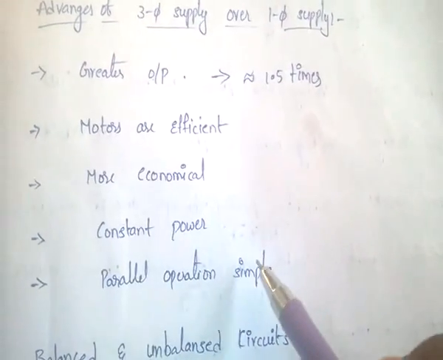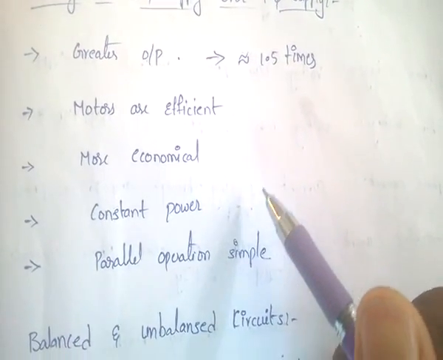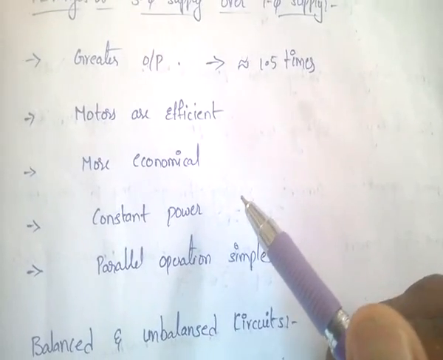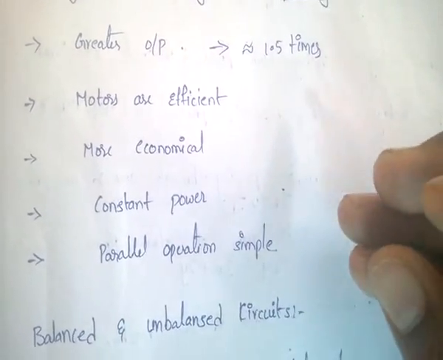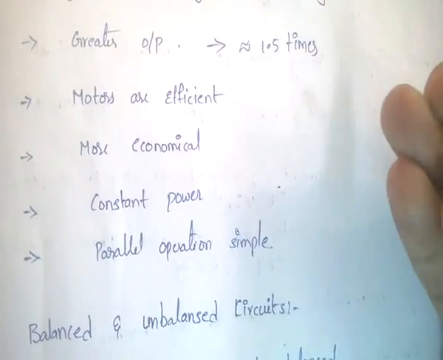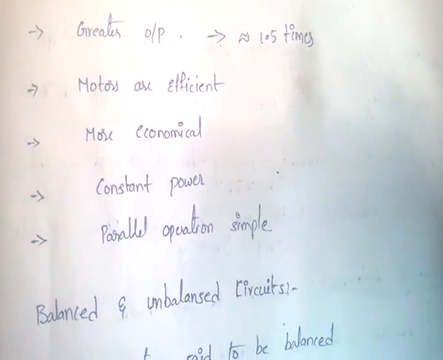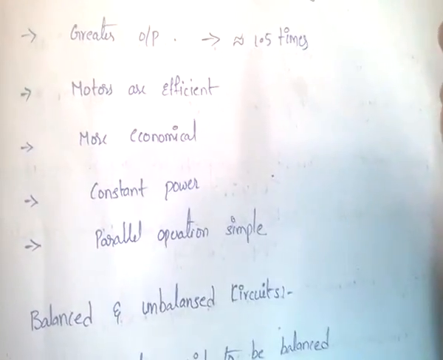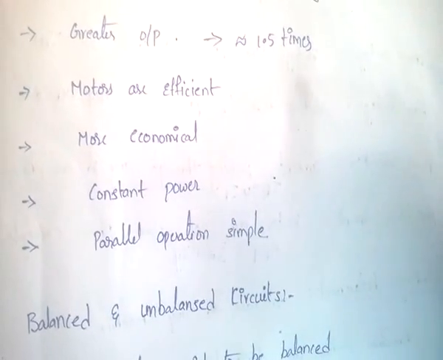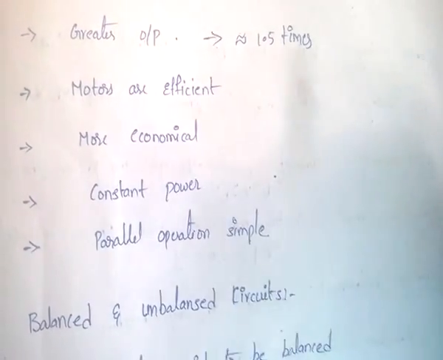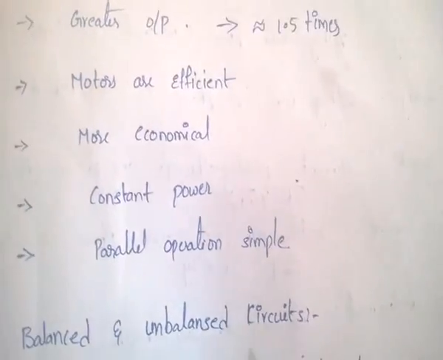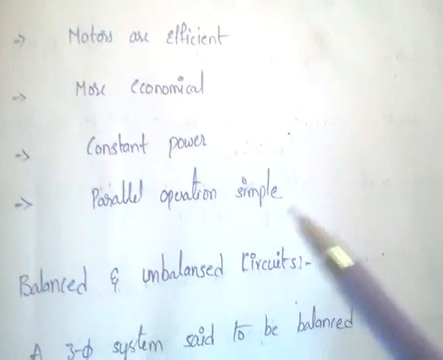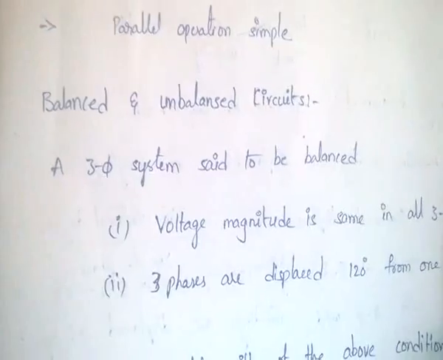What is meant by parallel operation? Parallel operation means, if we want a higher rating, two systems are connected in parallel to get that higher rating. Two small rating machines are connected in parallel to get the higher rating. These are parallel operation. The parallel operation is very simple in the case of three phase.